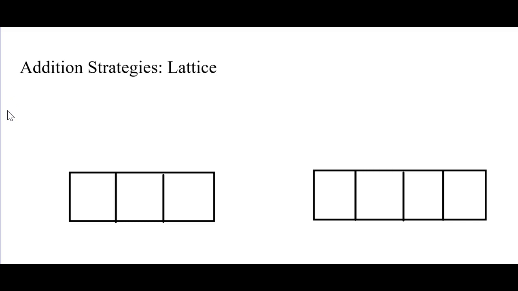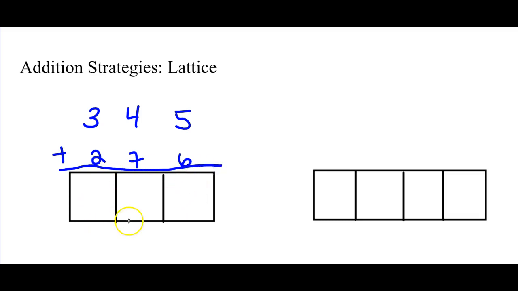All right, and finally here in our addition strategies, I'm going to show you the lattice method. A lot of students do like this method, so it's a popular one, I think, for teachers to teach. Let's suppose we have 345 plus 276. And so I'm adding these two numbers. First thing we want to do is set up our lattice underneath, and I've kind of got it partially drawn here, but we still need to do these lines like this.